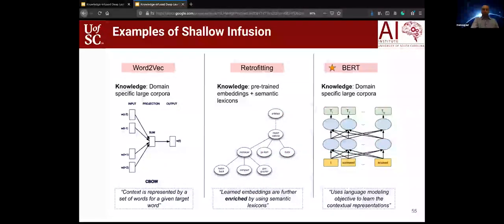Examples of shallow infusion also extend to the neural network side, like word2vec, which is a way of representing your sentence, but the knowledge through word2vec is still syntactic and not semantic. As in examples you have seen in the past, "shelter in place prevents anxiety" and "shelter in place causes anxiety" have the same representation in word2vec or any other deep learning model.